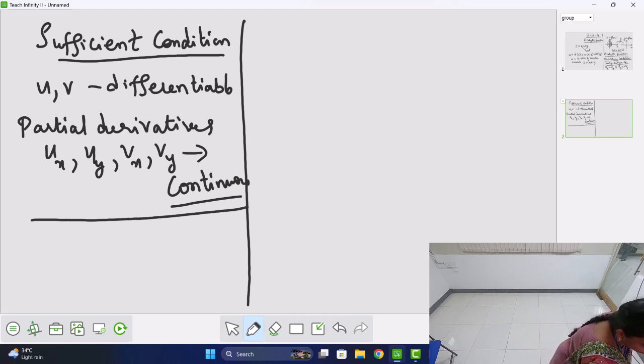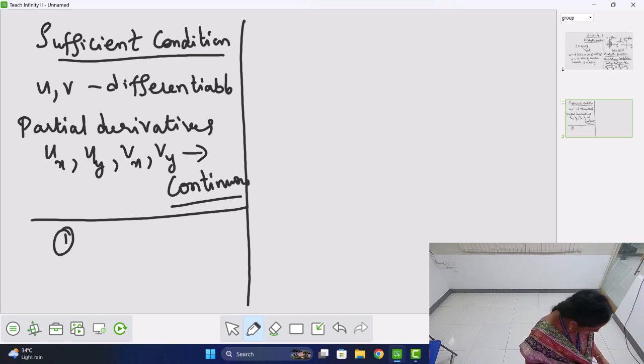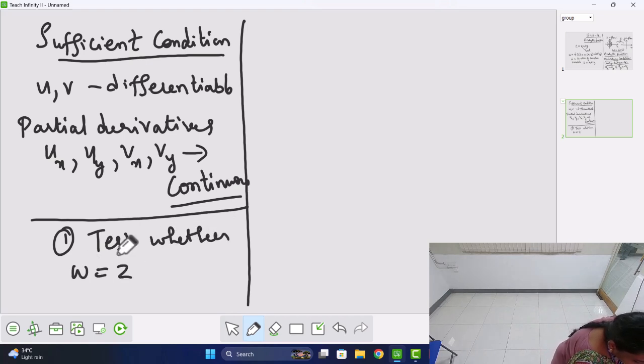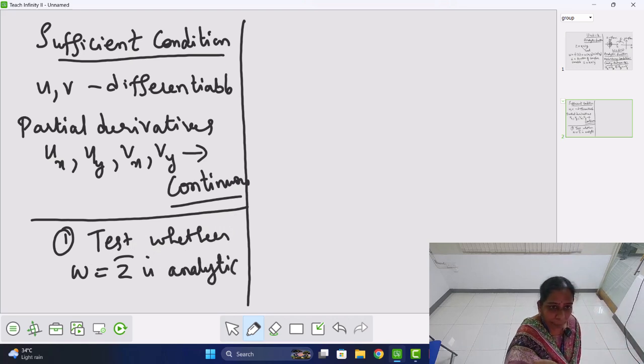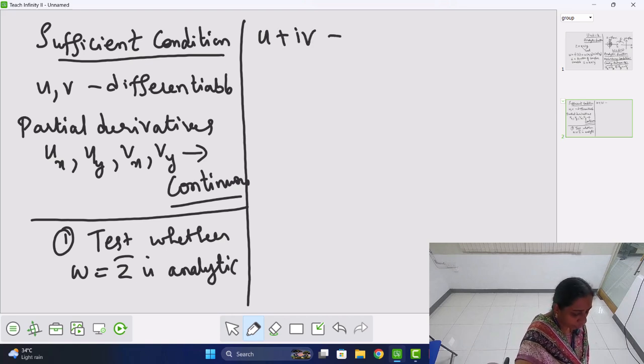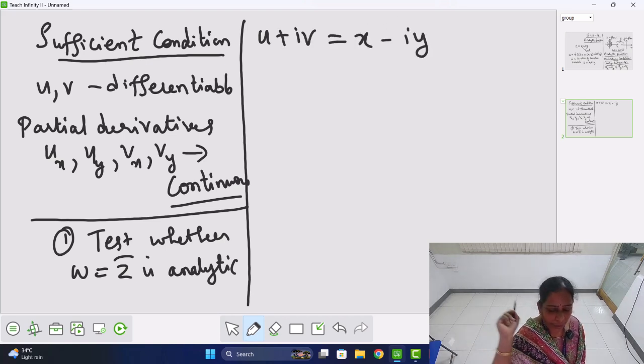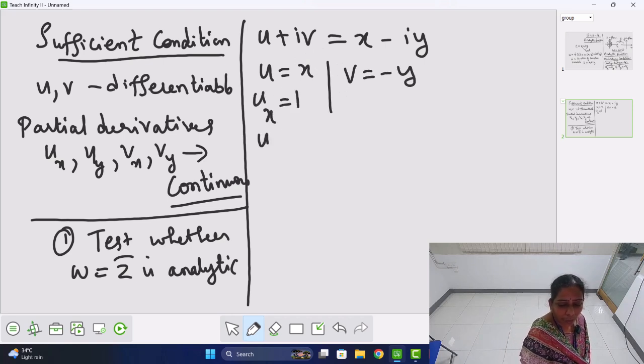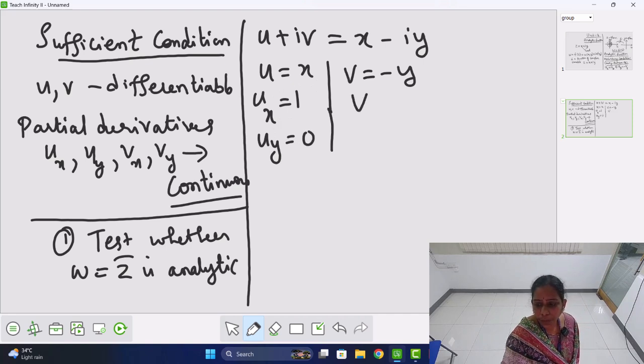Anyhow, I'll take you to the problems also. Number one, I'll test whether w is equal to z bar is analytic. What is w? u plus iv. What is z bar? x minus iy. Let us check whether it is analytic. What is u? x. What is v? Minus y. What is ux? 1. What is uy? 0. What is vx? These are dou u by dou x and so on, which are partial derivatives.